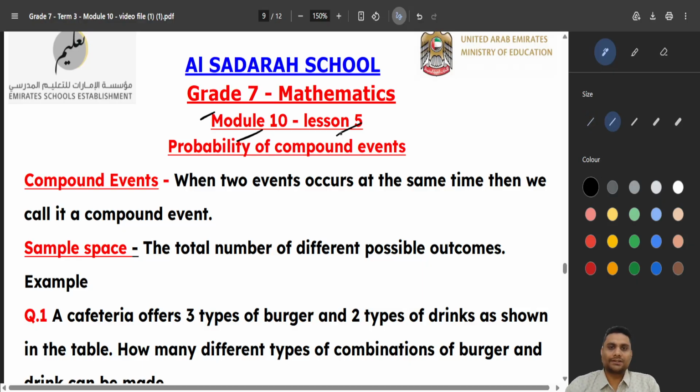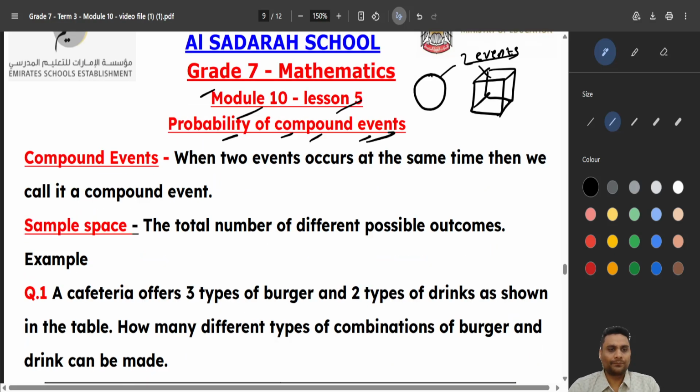Let's start grade 7 mathematics module 10 lesson number 5, probability of compound events. What are compound events? When two or more events happen at the same time, we call them compound events. For example, if I toss a coin and roll a dice at the same time, we call it compound events. Why? Because two events are happening at the same time. These are compound events, okay?